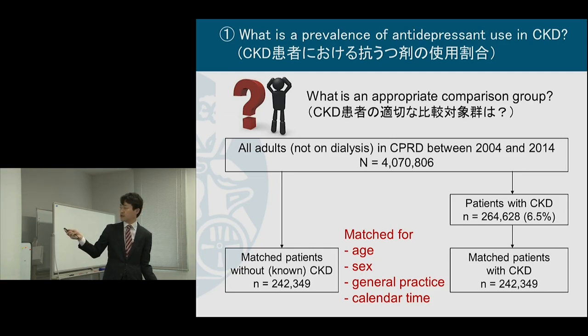Let me note that in this process, 20,000 patients were dropped, because these 20,000 patients were 90-year-old women. Most of them had CKD, so I didn't find any comparison group from this population. But to prioritize fair comparison, I dropped these 20,000 patients and then compared this group and that group.